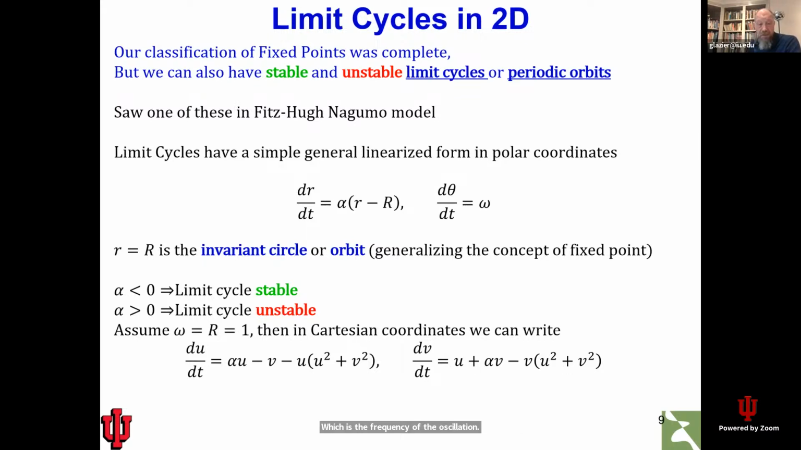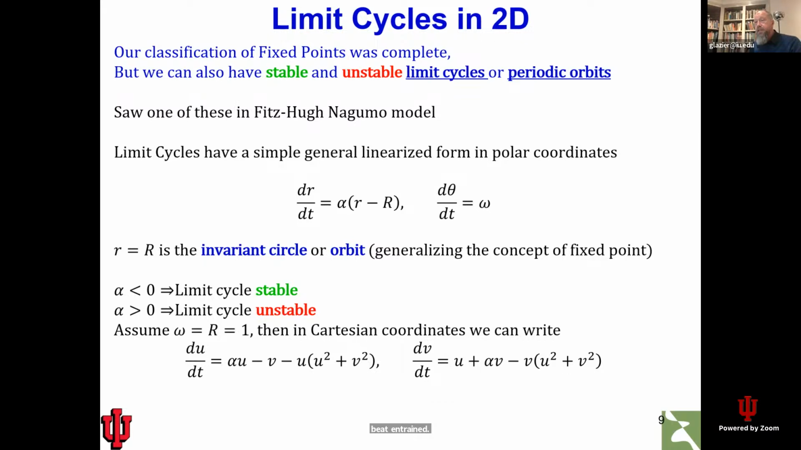In this case, if alpha is negative, the limit cycle is stable. If I move away from it in R, I come back. If alpha is positive, the limit cycle is unstable. I move away. Notice that I'm not asking for stability in the phase. If I move away in theta, I don't come back in theta. I'm not asking for that. There are situations like phase locking where you can have the phase also be entrained, but we're not doing that here.